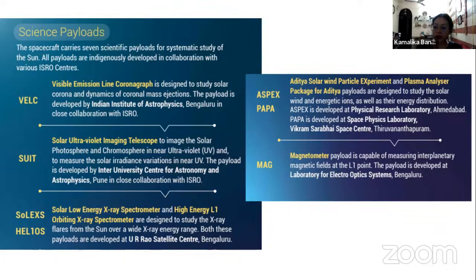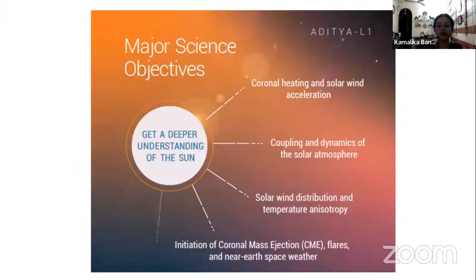Then Aspex and PAPA will help you read the solar wind and plasma analyzers, and the magnetometer helps in reading magnetic lines. So the major science objectives, the different kinds of studies, and spectral analysis will be done. A lot of studies will be taken, and UV imaging will be done, so that we get information about what is happening with the sun during this period.